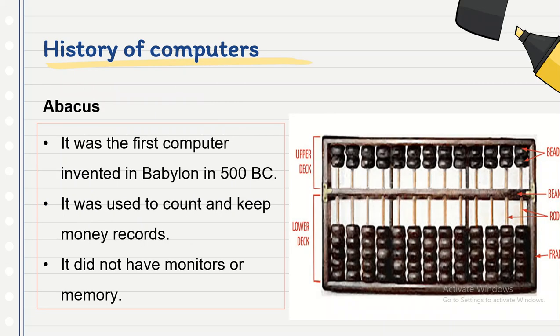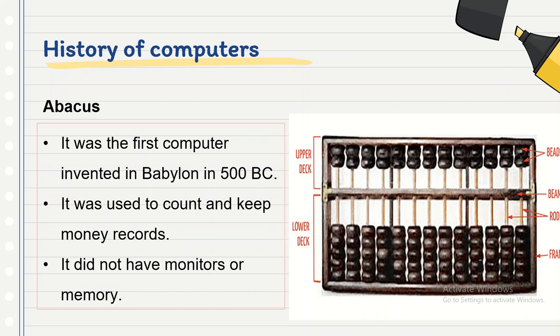Then in 500 BC the first computing machine was invented and its name was abacus. So it was the first computing machine which was used in business sectors and for the calculation of money. And this abacus did not have any monitors or memory.